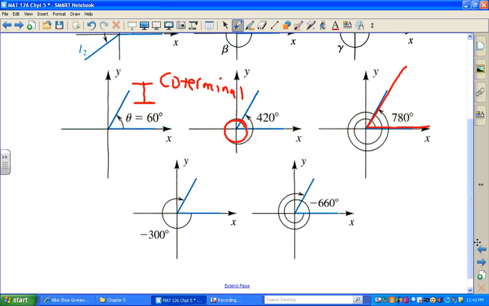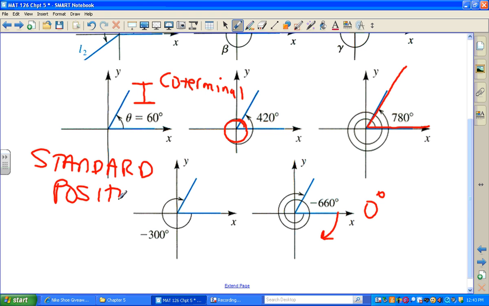And then you can go the negative route also. Negative means you start at 0 and you go down. Does anybody remember what this is called when you put an angle this way starting at 0? There's a special name for it. When you draw an angle in standard position, 0 is the positive x-axis, 90 degrees is the positive y, 180 is the negative x, 270 is the negative y, 360 is one complete lap around. That's known as standard position on the xy coordinate plane.